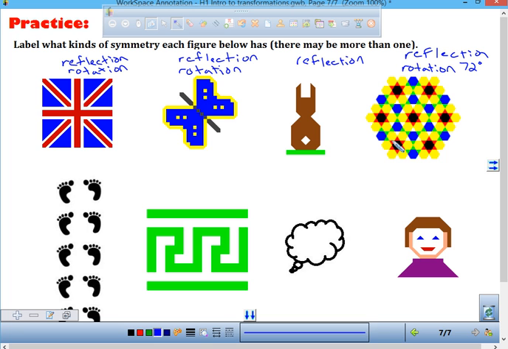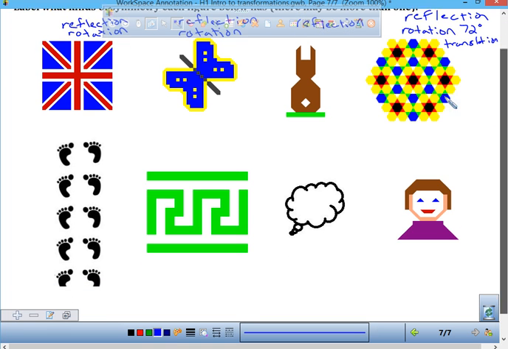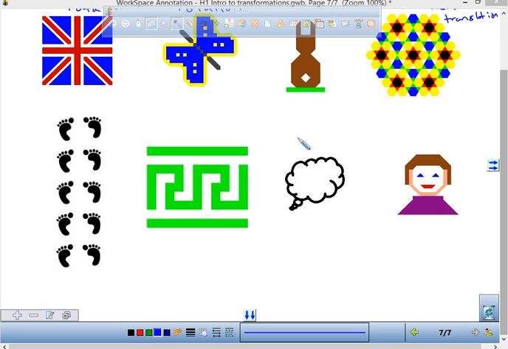And does it have translation? Yes, I could take a shape and slide it and get the same thing. Okay, very good. So it has all three. Okay, the baby feet. Does it have reflection? Yes, I could draw a line here, fold it over, it's going to be the same. Okay, so it has reflection. Does it have rotation? No. Does it have translation? Yes.